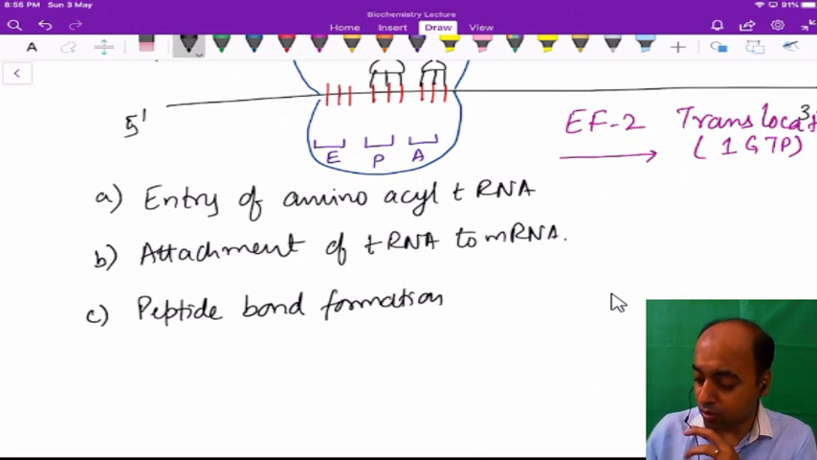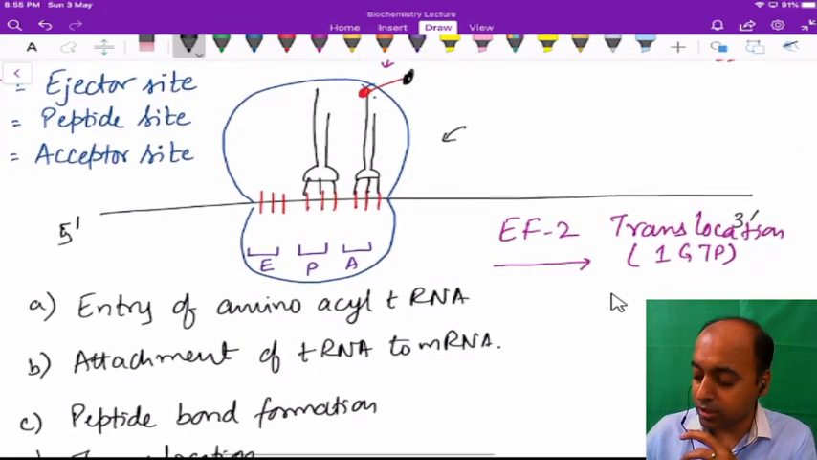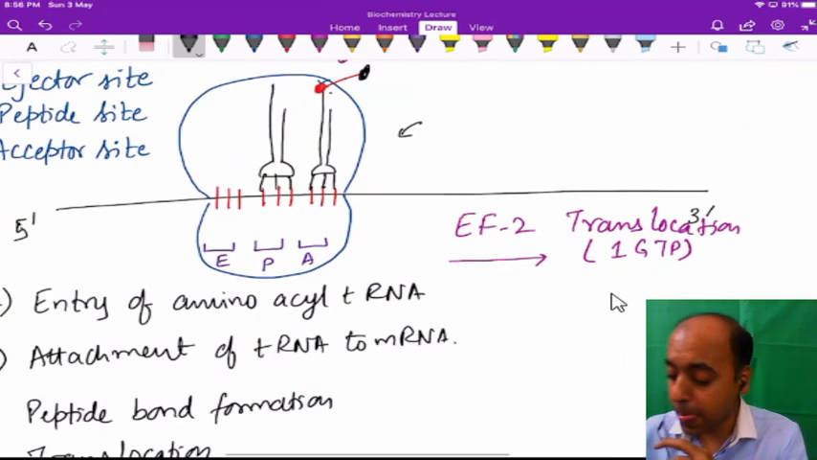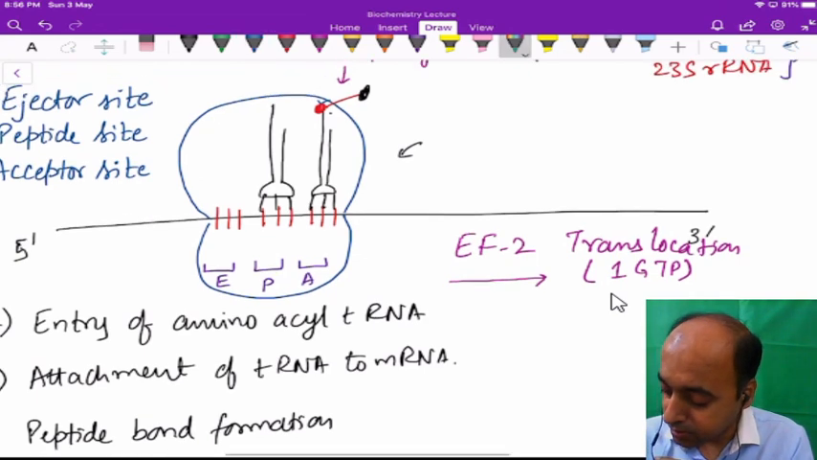So step 4 is translocation. How will the translocation appear? The translocation will appear like this.